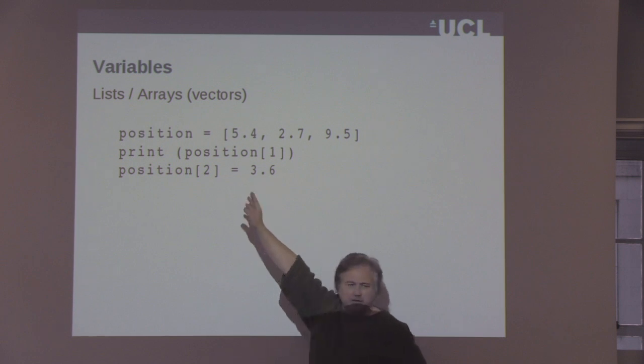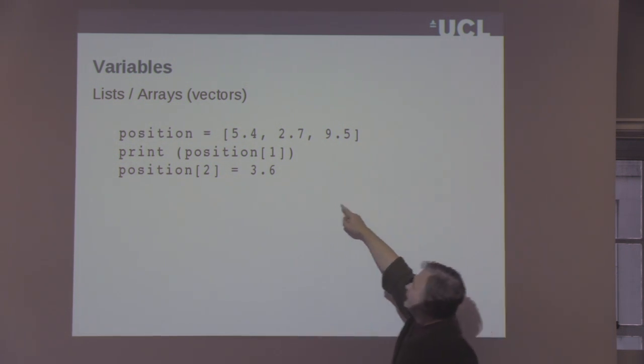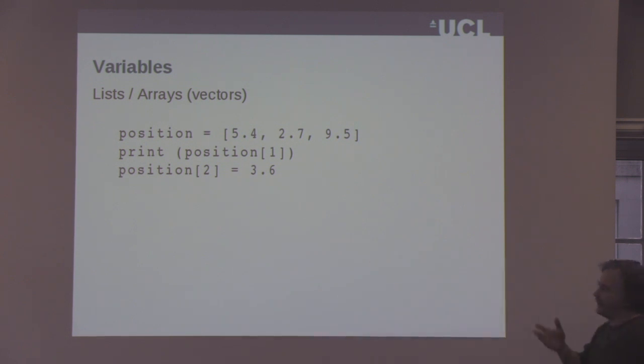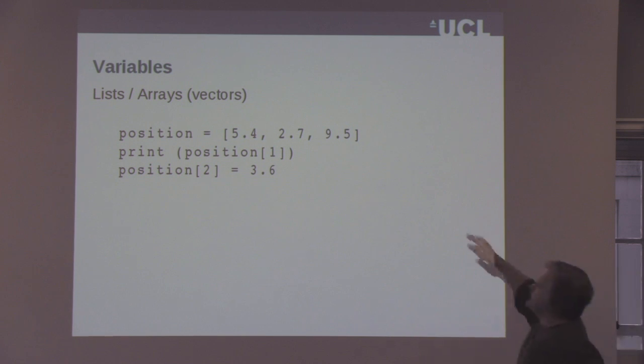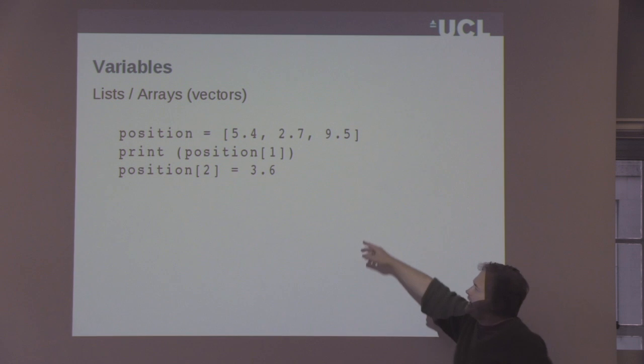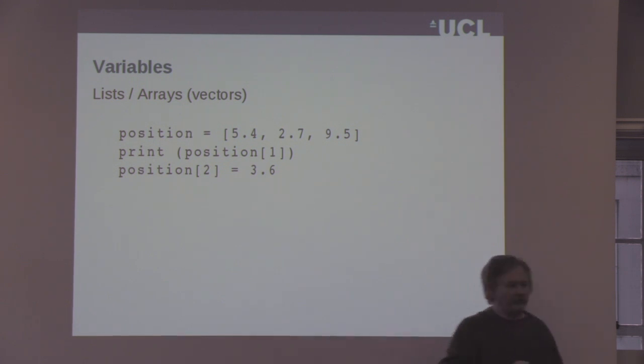In most programming languages anyway, we count from 0. So if I did print position 1, what's the answer I'm going to get? 2.7, yeah. So this is position 0, position 1, position 2. And here we're just overriding one of those settings. We're setting position 2 to 3.6 instead.